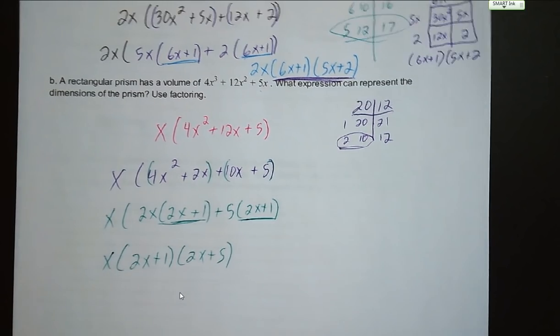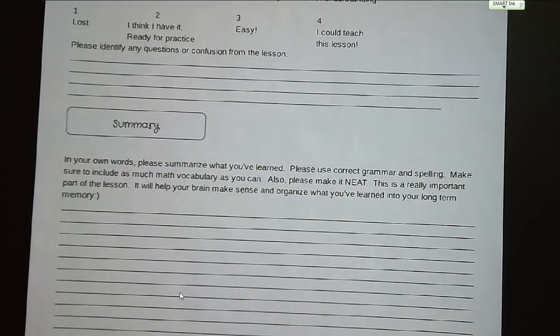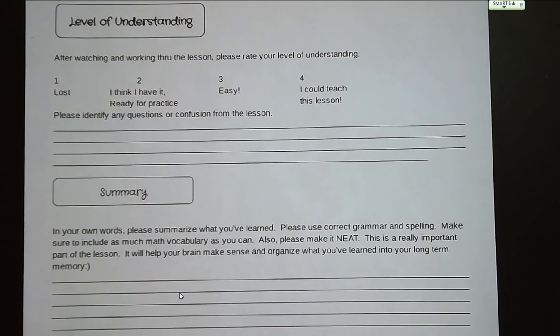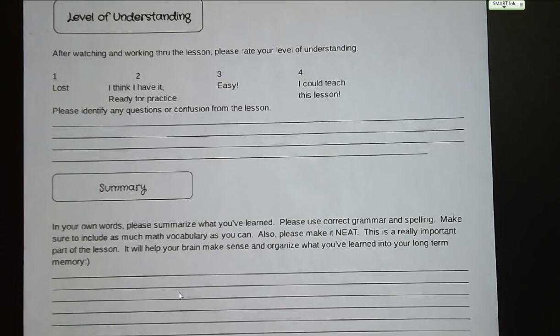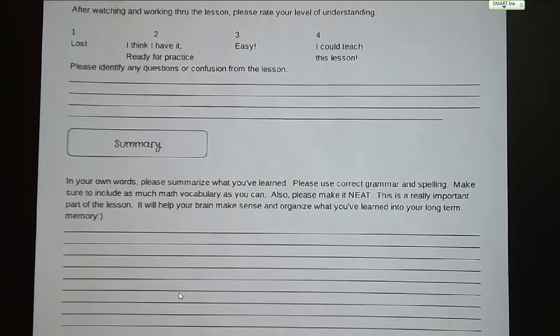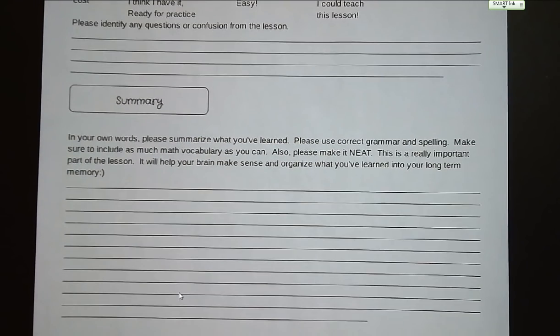Okay? All right. That's the end of the Chapter 8 notes. Make sure you fill out your level of understanding. Rate yourself 1 through 4 of how strong you feel about this lesson. Write down any questions or confusions that you may have, and write down a summary of how to factor higher order polynomials using grouping. Have a great night.